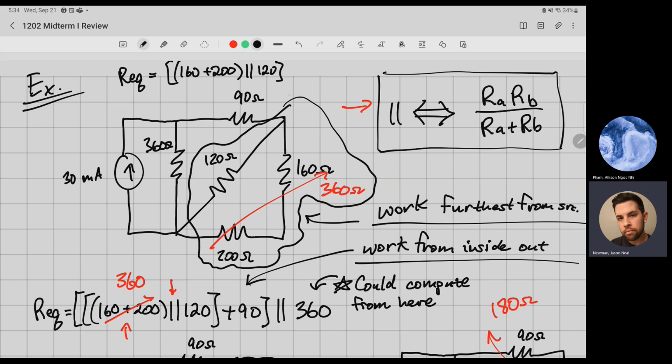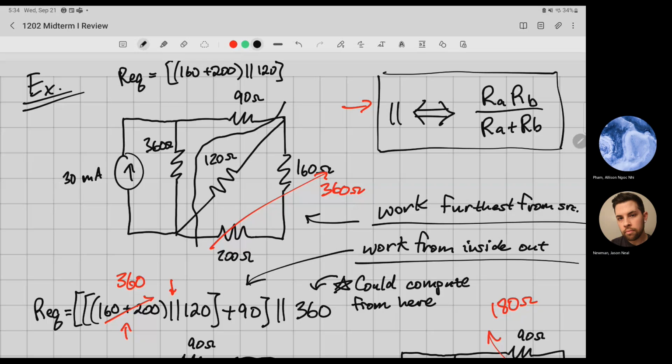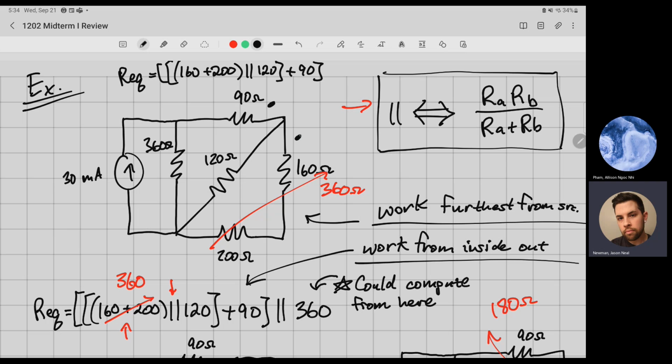Now that those are all taken care of, you can imagine that this resistor is now in series with all of these that you computed, right? So now I would do plus 90 and then bracket that off. And then now you know that this 90 and the one that was these all together are in series together. And then finally, those two would be in parallel with this 360. So you would just say parallel 360.